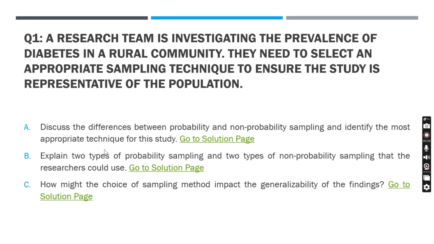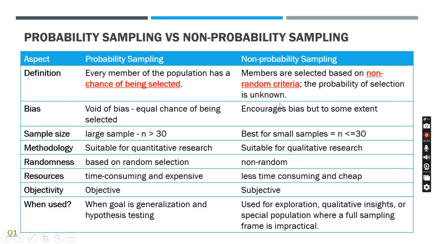So the first question they say: discuss the differences between probability and non-probability sampling and identify the most appropriate technique for the study. Okay, and then they say explain two types of probability sampling and two types of non-probability sampling that the researchers could use, and how might the choice of sampling method impact generalizability of the findings. With regard to the probability and non-probability sampling, we can see this is the differences.